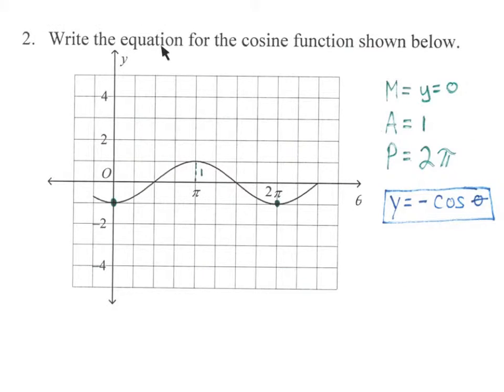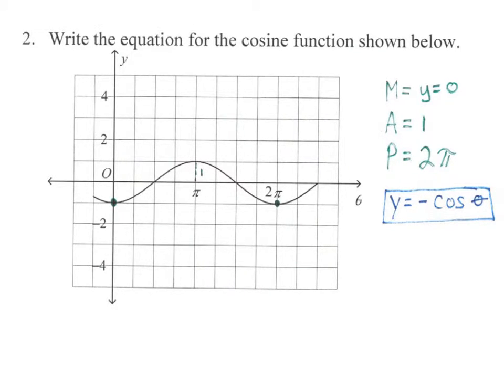In order to write the equation for the cosine function, we first want to do our map: our midline, amplitude, and period. Our midline, you can see the middle of this is y equals 0. The amplitude's 1 because you go up 1 and down 1. And the period from start to ending is 2 pi. So, what do we do there? Well, we look at it next.